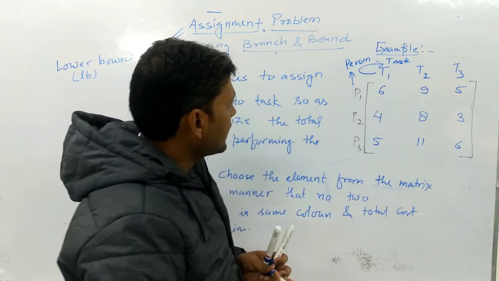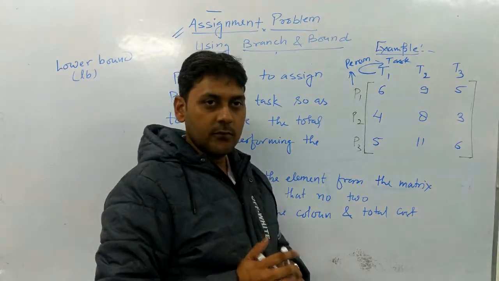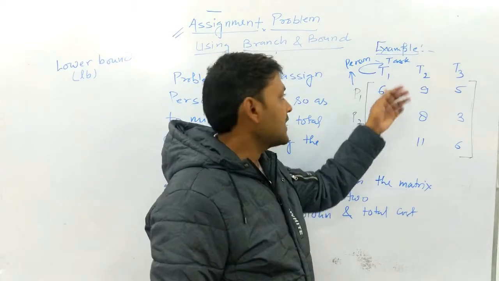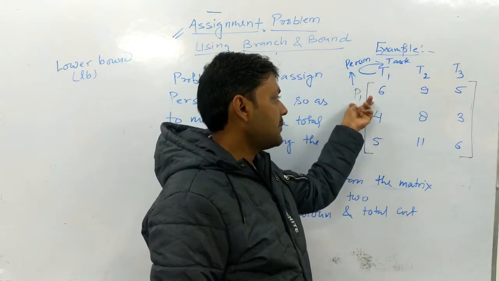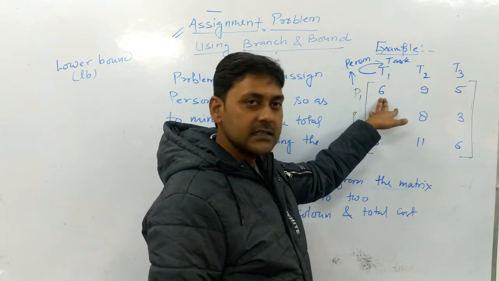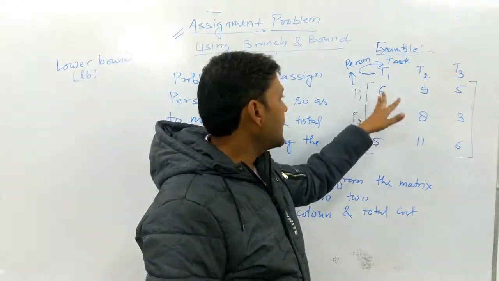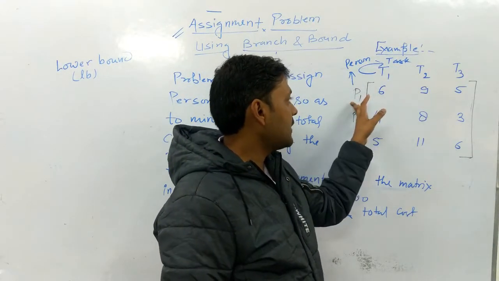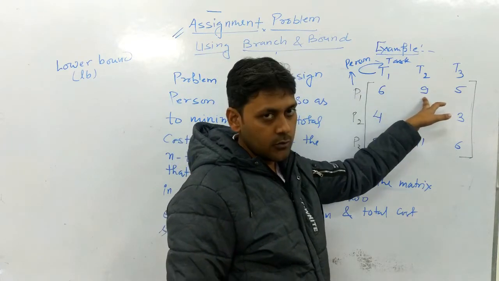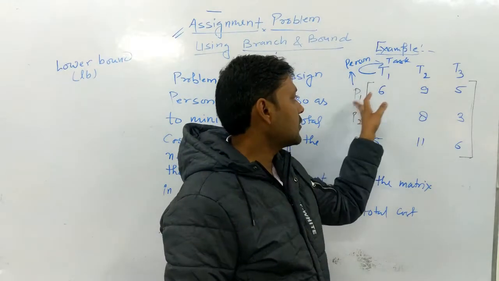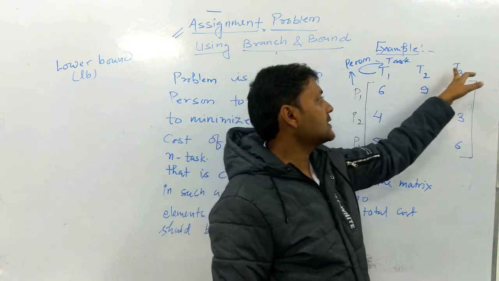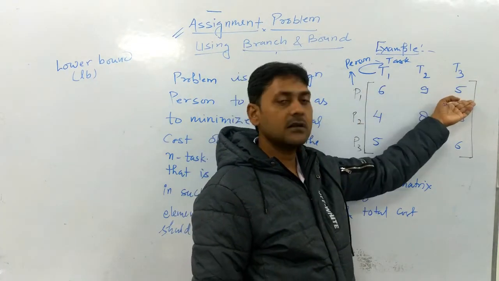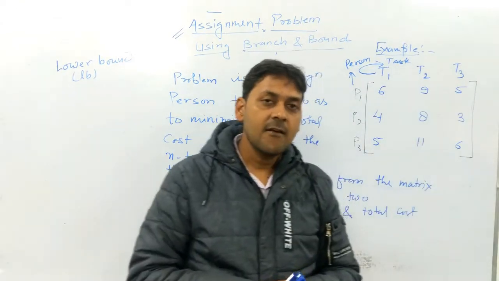According to the given tasks and persons, this is the value. That means if task T1 is performed by P1, the cost is 6. If task T2 is performed by P1, the cost is 9. If task T3 is performed by P1, then the value is 5.